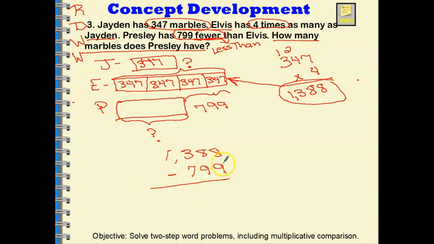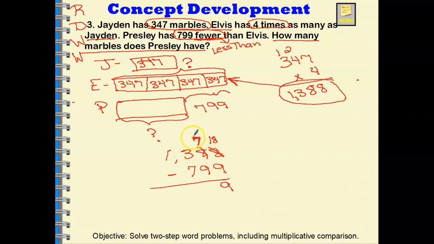Now, I'm not going to subtract 9 from 8 because I don't want to deal with negative numbers. So I'm going to come over here to my tens place, and I'm going to decompose that 8. I'm going to take 1 ten away, and I have 7 tens left. I'm going to take that 10, and I'm going to give it to my ones place. So now I have 18 ones. 18 minus 9 is going to leave me with 9 ones.